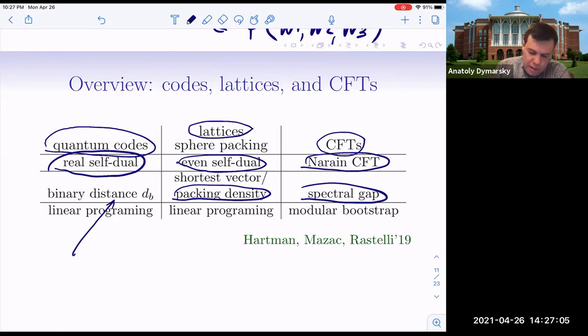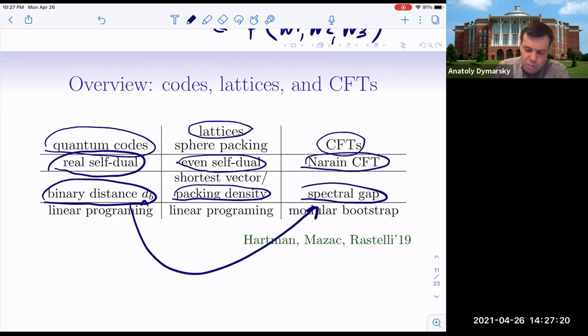This correspondence is more like a moral correspondence, because for the binary distance to literally control the spectral gap, that works for sufficiently small n. When n becomes large, the spectral gap is not controlled by binary distance. It is a moral counterpart of spectral gap. Maybe after the talk, if you ask this question, I will explain why this happens, but the same problem happens already at the level of classical codes.